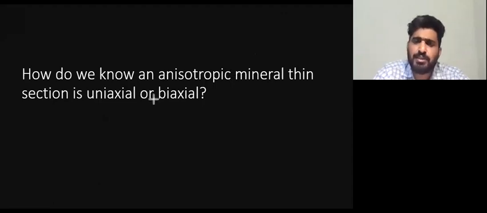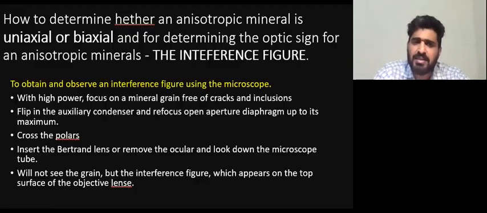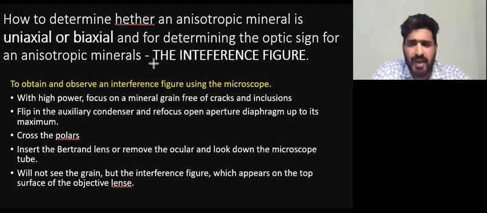But to identify whether it is uniaxial or biaxial, it is not possible under the normal arrangement in the petrological microscope. That is why you need to do some arrangement, primarily by adjusting from the normal orthoscopic study to conoscopic. The interference figure will help you to identify whether a given anisotropic mineral is a uniaxial one or a biaxial one.